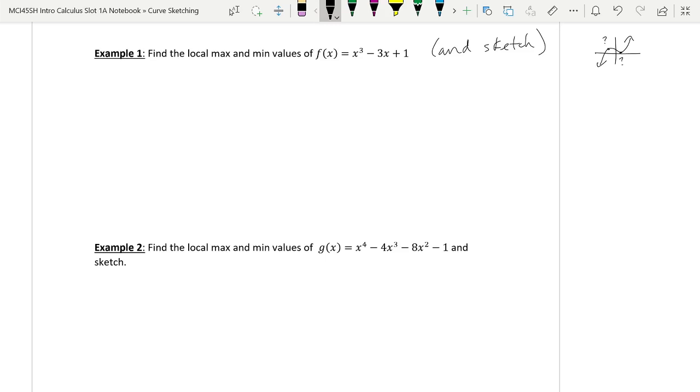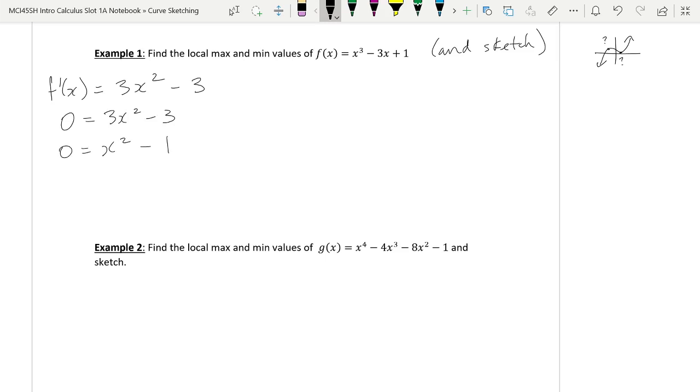So first derivative test, f prime of x is 3x squared minus 3, right? Derivative of 1 is nothing. So set that to 0 so I can find where these critical numbers are. And I get 3x squared minus 3 equals 0. I'm going to divide both sides of the equation by 3, and I get x squared minus 1.